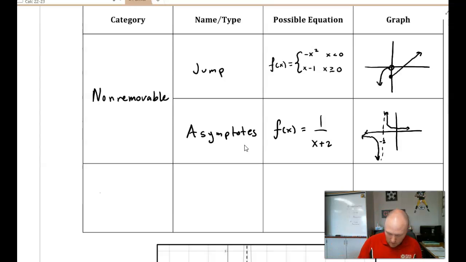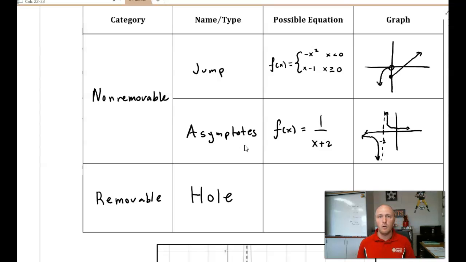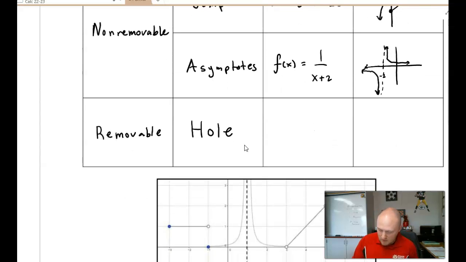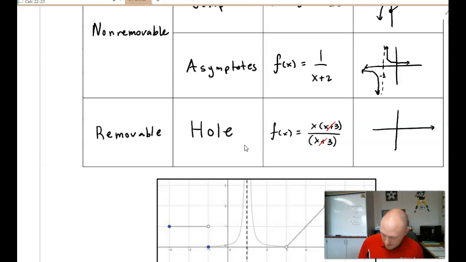That's an asymptote. Now, alone in its own class, removable. This is the only removable discontinuity. I don't know why they named the whole category after it, but that is a hole. This is when we have a factor top and bottom that's exactly the same. So if I have a function x times x plus 3 divided by x plus 3, I have a factor top and bottom, and when we reduce this, those factors cancel. So here we have a hole at -3, right? If I set that equal to 0 and solve, we get x equals -3. The reduced function is just f of x equals x. It's a linear function, looks like this, except I have a hole at -3. There's -3, and I have a hole.